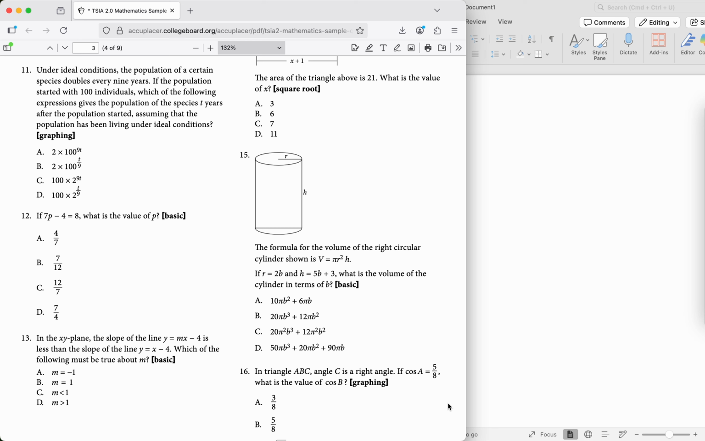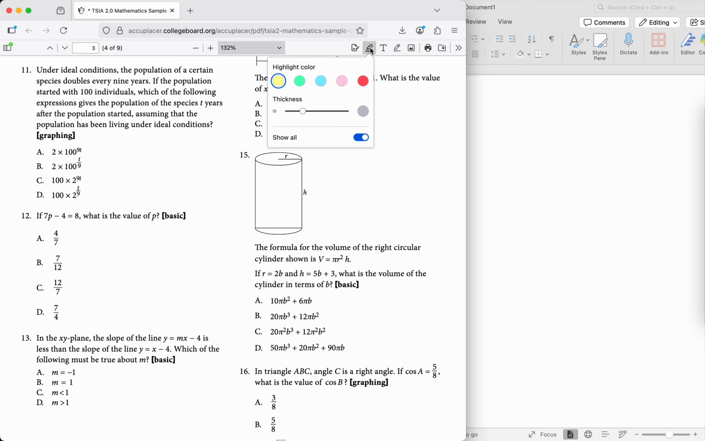Let's take a look at number 11. Number 11 says, under ideal conditions, the population of a certain species doubles every 9 years. If the population started with 100 individuals, which of the following expressions gives the population of the species T years after the population started, assuming that the population has been living under ideal conditions?